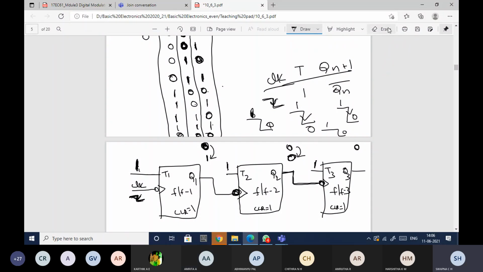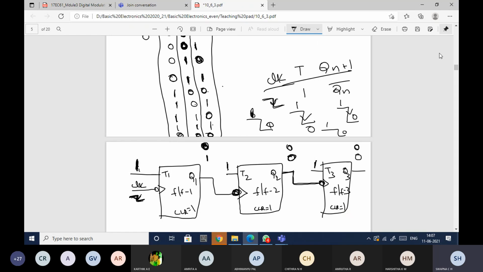No, ma'am. So what happens to the output of the third flip-flop? Will it stay in the same state or will it change its state? Same state, ma'am. Same state means what will be the output? It will be equal to 0. Okay.